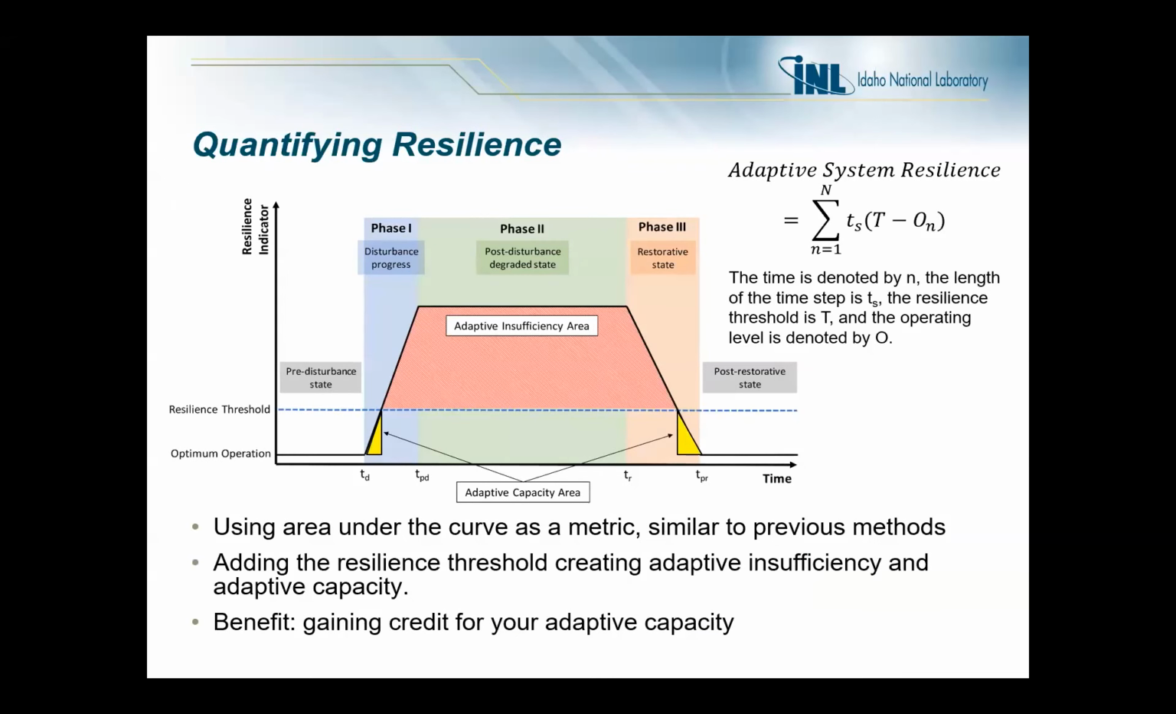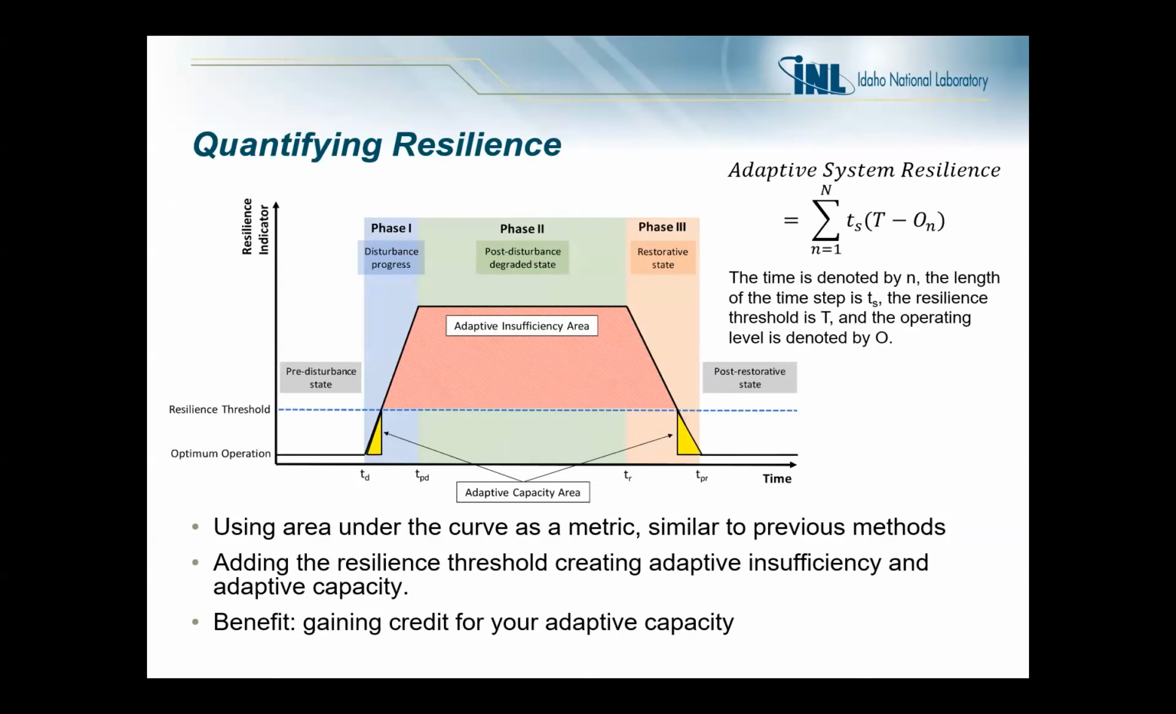But if you can't stay underneath that resilience threshold, then you want a way to value how resilient or unresilient that system is. And so here we're using area under the curve. This area under the curve is similar to previous methods, including the resilience trapezoid.